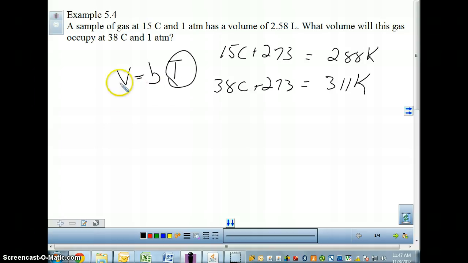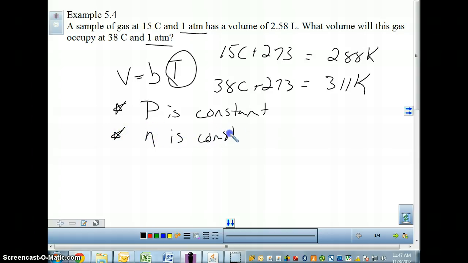Now, Charles' Law is useful only when you have two specifications. The first one is that your pressure is constant. In this example, we start out at 1 atmosphere of pressure and end up at 1 atmosphere of pressure, so our pressure does remain constant. The other stipulation we must make is that our number of moles is also constant.